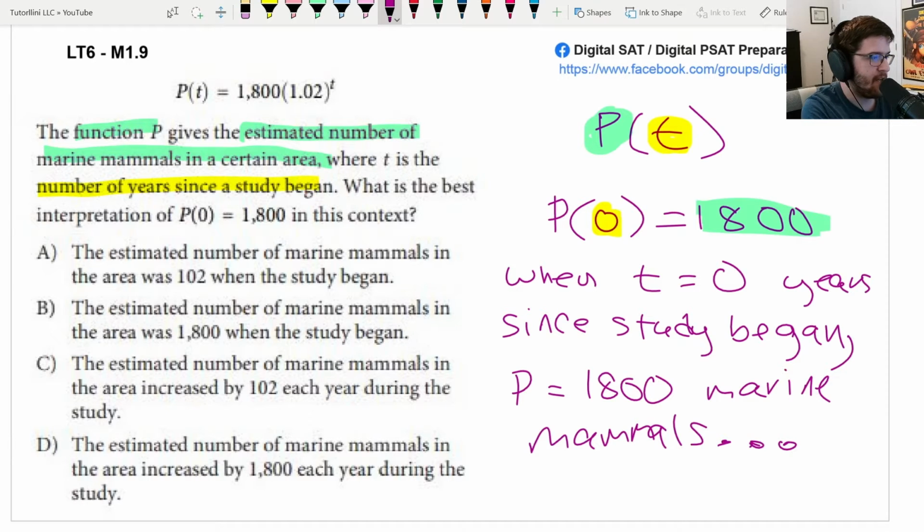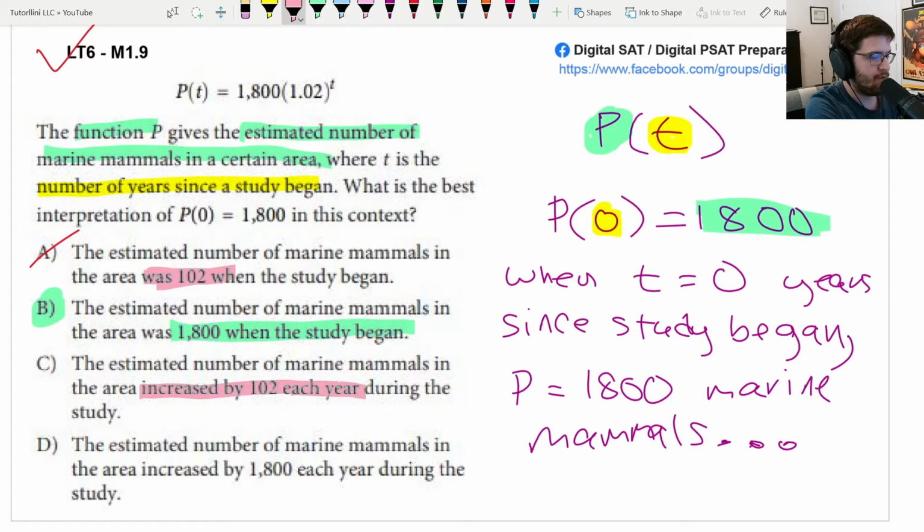Okay, now that I have all that, I can go to the answer choices. The estimated number of marine mammals in the area was 1800 when the study began. That all sounds exactly like what we came up with, so I'm going to go with B. And let's see, that is correct. Okay, let's break down why the other answer choices are wrong. The estimated number of marine mammals in the area was 102. There's no 102. How would we get a 102 from that point there? There's no 102 in here, so that's wrong.